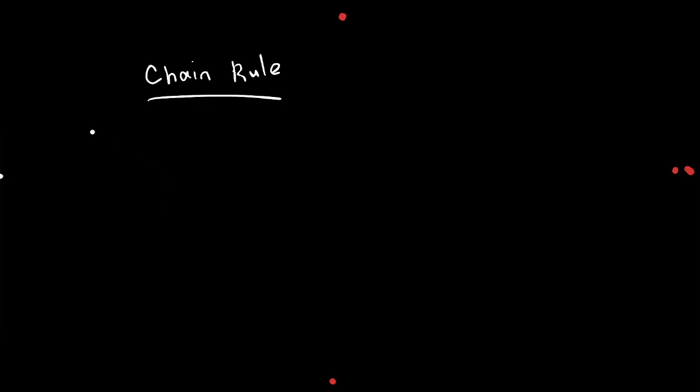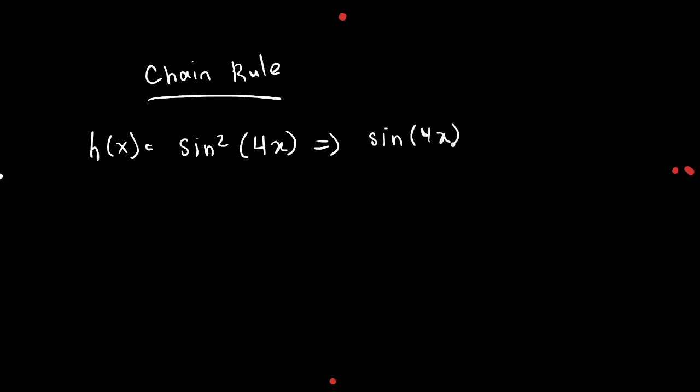So if we're given some function h of x, and we say this h of x is sine squared of 4x. How do we do this? Well, this is a composite function, obviously, but it might be a bit clearer if we rewrite this as sine of 4x, whole thing squared.